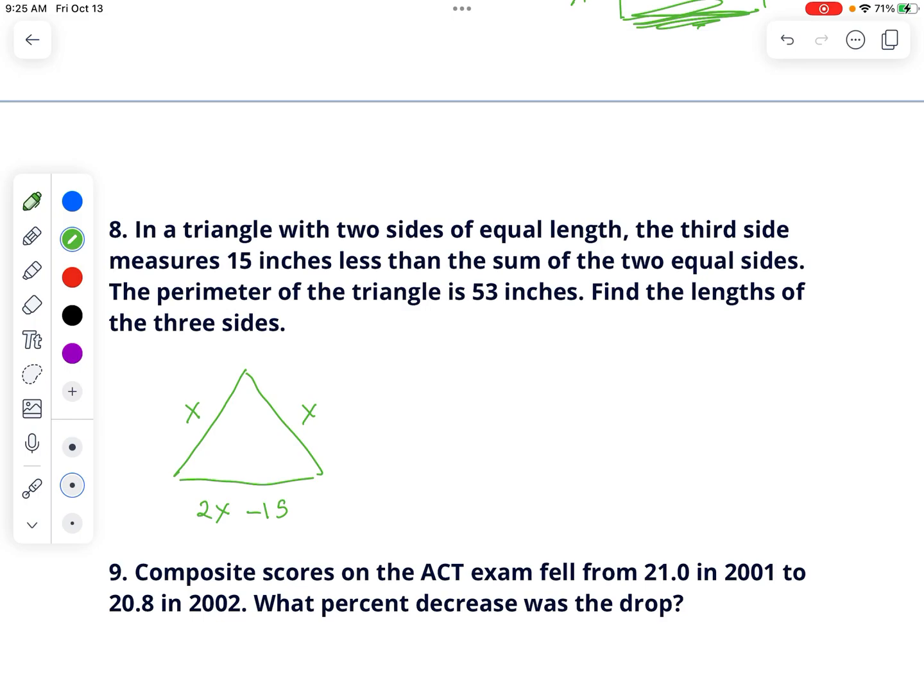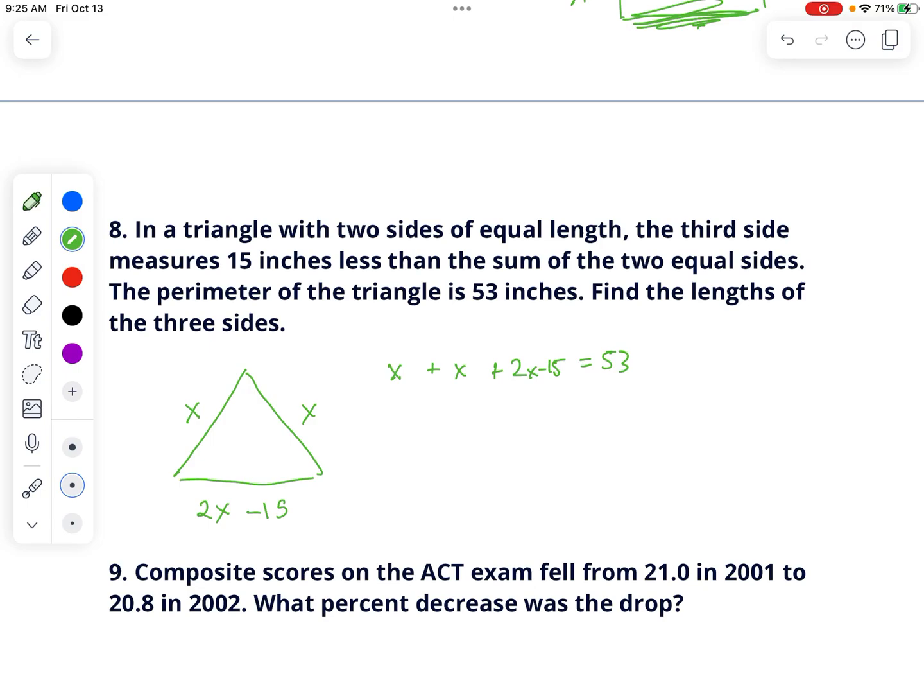Okay, so that's all the sides. It says the perimeter is 53 inches. So to find the perimeter, we're going to add up all the sides. So we're taking x plus the x plus the 2x minus 15, and this is going to be 53.